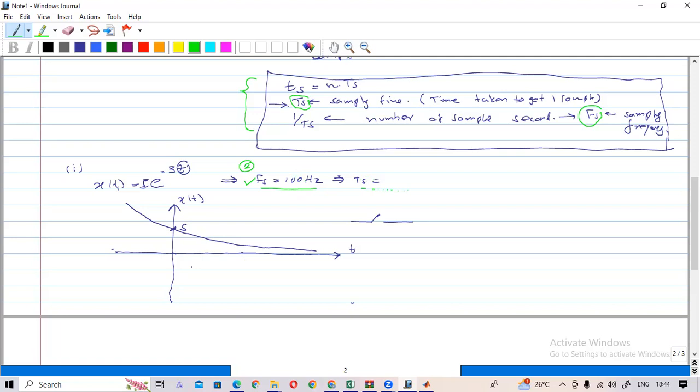If you are getting 100 samples per second, what is the time taken to get one sample? I need the answer. So I think all of you should be able to answer this one, okay, if you are in touch with me.